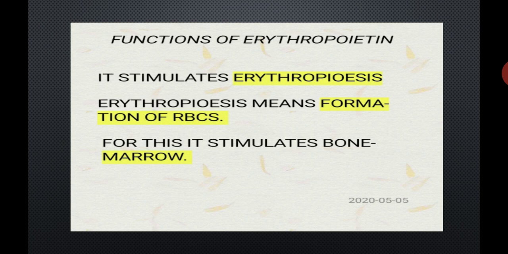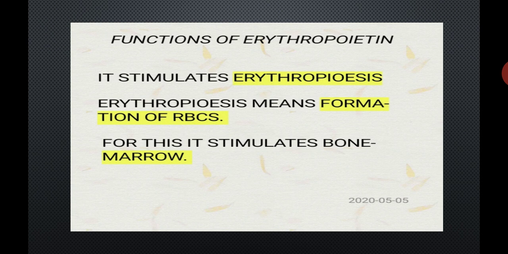Formation of RBCs is called erythropoiesis, and this process occurs in the bone marrow. So the erythropoietin hormone stimulates the bone marrow for erythropoiesis, meaning formation of RBCs. Students, I repeat the function of erythropoietin. Erythropoietin stimulates the process called erythropoiesis. Erythropoiesis means formation of RBCs, and this process occurs in the bone marrow.